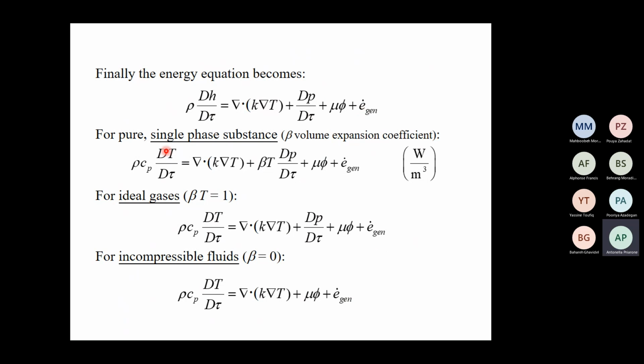In particular, with another assumption for single phase substance, defining a beta, that is the volume expansion coefficient that you already know, because in the dimensional analysis we introduced beta, you can write the energy equation in another way. For ideal gases, another assumption, I add assumption by assumption to simplify the equation, I obtain this expression, and finally, for incompressible fluid, I obtain the last equation in this slide.